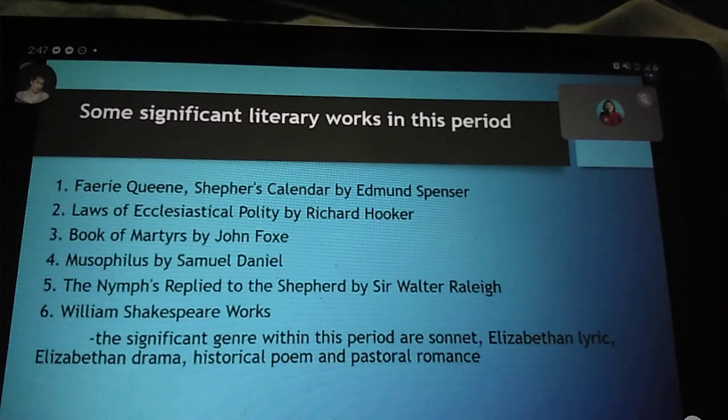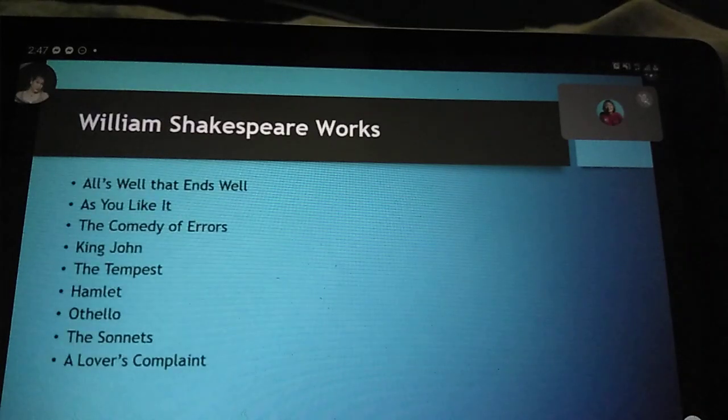So William Shakespeare was an English playwright, poet, and actor, and is widely considered the greatest dramatist of all time, as well as the most influential writer in the history of the English language. So these are his literary works: All's Well That Ends Well, As You Like It, The Comedy of Errors, King John, The Tempest, Hamlet, Othello, the sonnets, A Lover's Complaint.